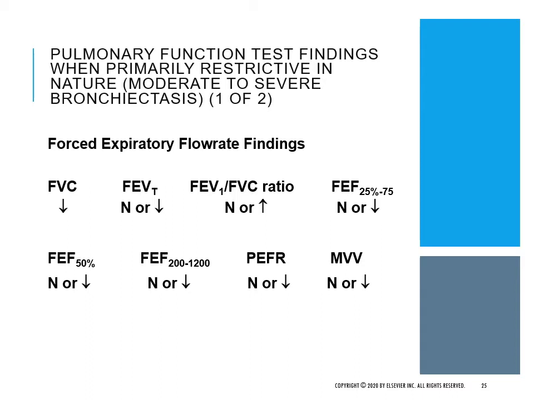When the pulmonary function test reveals a restrictive nature to the bronchiectasis, the flow rate findings may show a diminished FVC, a normal or diminished FEV1, a normal or increased FEV1 to FVC ratio, a normal or diminished FEF 25-75, a normal or diminished FEF 50, a normal or diminished FEF 200 to 1200, and a normal to diminished peak flow, as well as MVV.